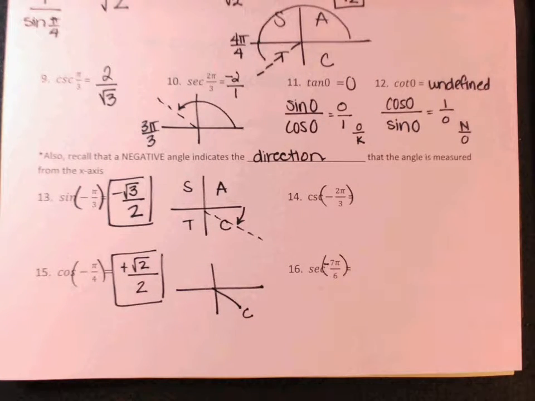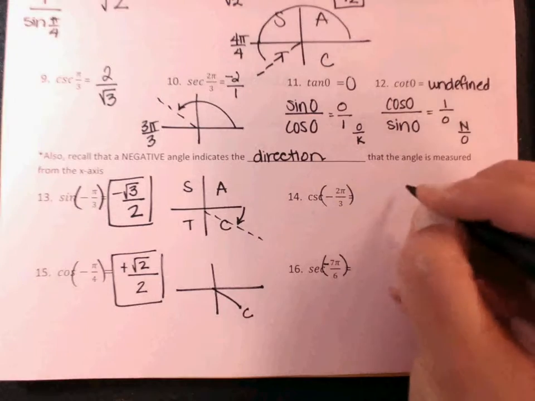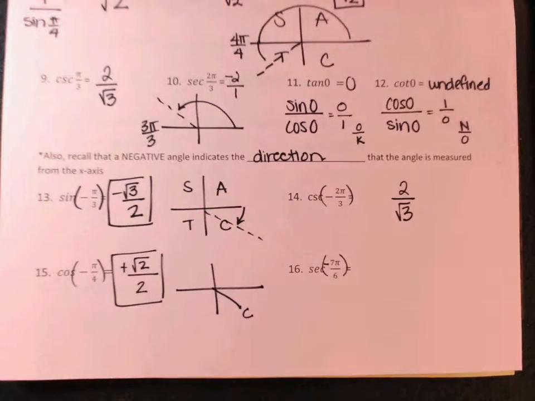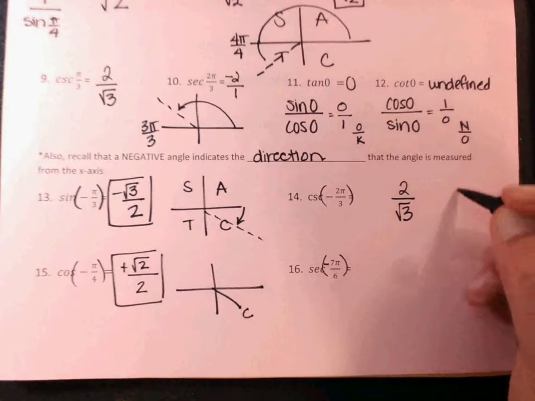Okay, next one. Cosecant, who's his partner? Sine. What's our reference angle? Pi what? Pi thirds, that's this guy. Sine's on bottom, so it's root 3 over 2. Is that what I put on my paper? 2 over root 3, because why? It's flipped. Okay, then on top of that, I have to consider my angle.